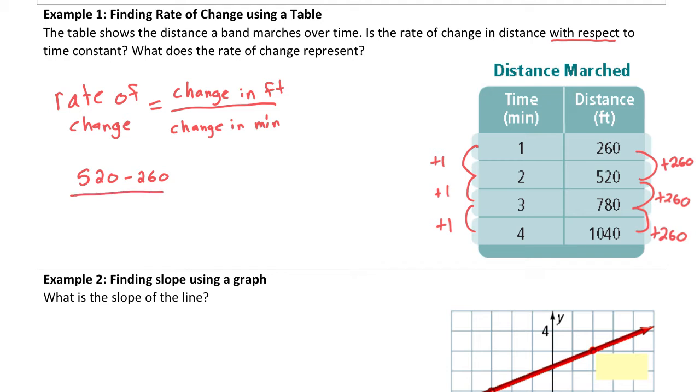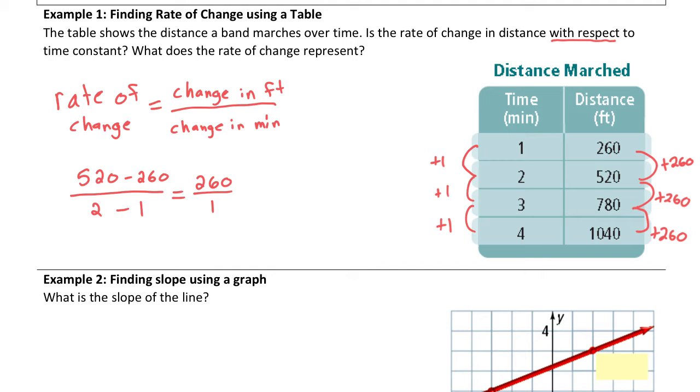And then I would take the corresponding times. After 2 minutes, we travel 520 feet. After 1 minute, we travel 260 feet. So that means we travel 260 feet every 1 minute. Okay? So that's our rate of change. It is constant because our distance is changing by a constant value. Our time is changing by a constant value.